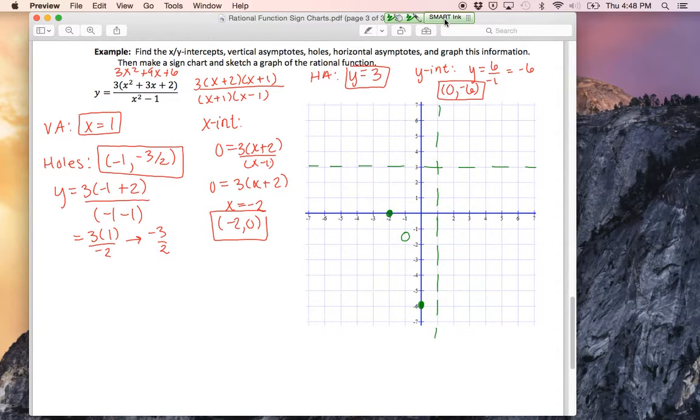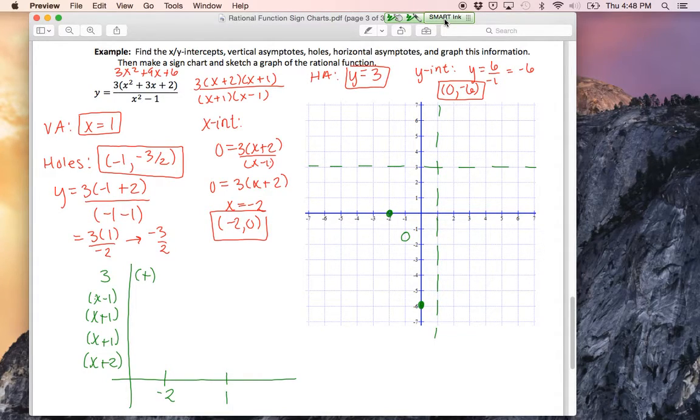Now we're going to do the sign chart to figure out where it's above the x-axis and where it's below the x-axis. Remember, it changes from above to below at x-intercepts and at vertical asymptotes. So negative 2, and then a vertical asymptote at positive 1. First, let me list out my factors. We've got (x + 2)(x + 1) over (x + 1)(x - 1), and we also have a factor of 3 in the numerator. So 3 is always going to be positive.